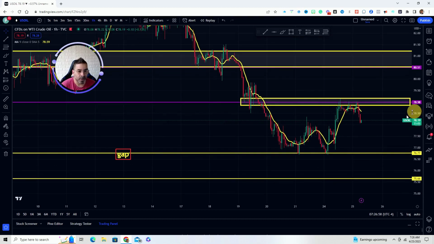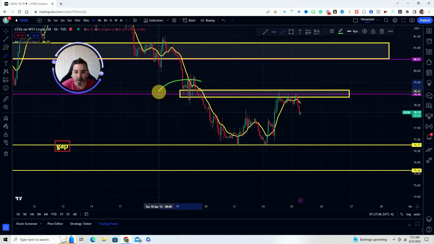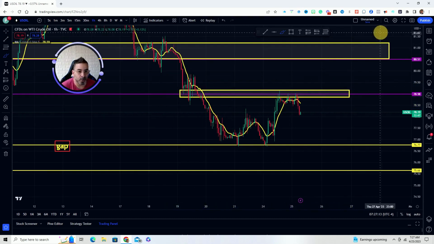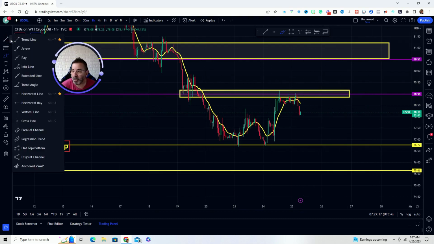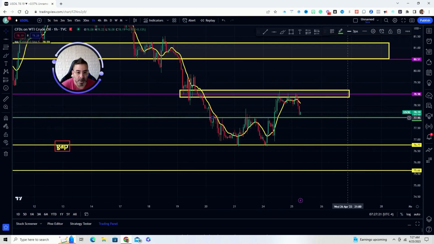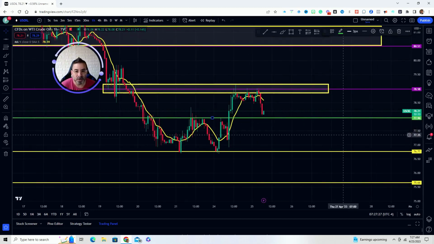Now I've already done the work for you. This area right here that we're highlighting is going to be our top zone for today. Our bottom zone for today, I'm going to give you one intraday zone where you can take profit if you feel comfortable. That's right here. Now we can see that rejection happening right here on crude oil.